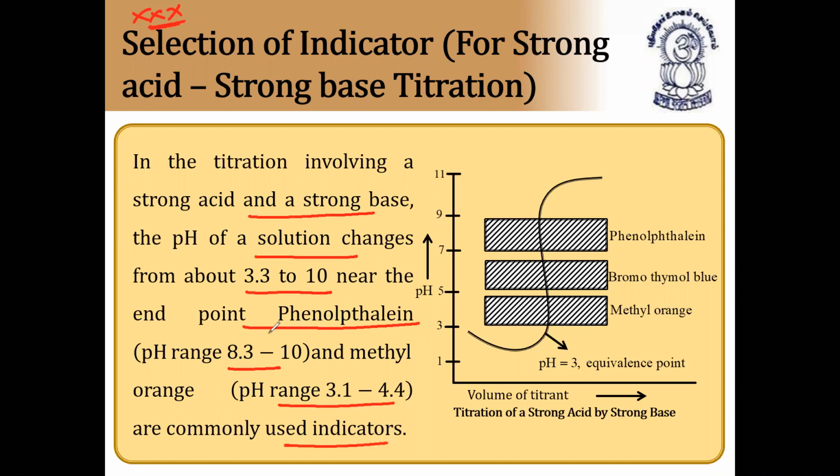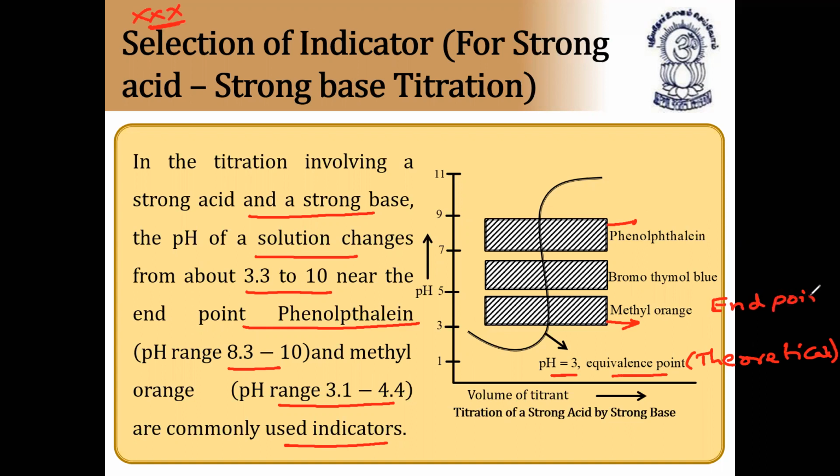So for the titration between a strong acid and a strong base, what are the common indicators we use? Phenolphthalein and methyl orange. Phenolphthalein shows the end point in the range 8.3 to 10, and methyl orange between 3.1 to 4.4. The pH equal to 3 is the equivalence point. This is the theoretical observation; the theoretical point is called the equivalence point, and the observed point is called the end point.